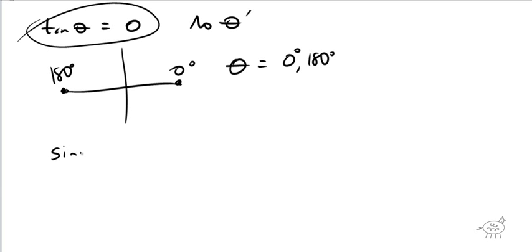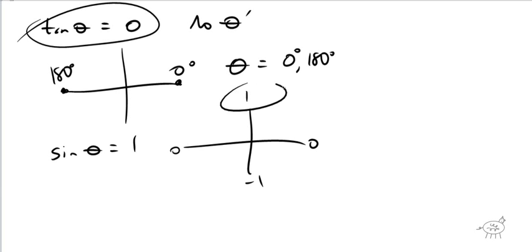How about this one? Sine of theta is equal to 1. Again, this is a quadrantal, but remember sine goes from 0 to 1 to 0 to negative 1. Where is sine equal to 1? One place. So the answer to this one is 90 degrees.